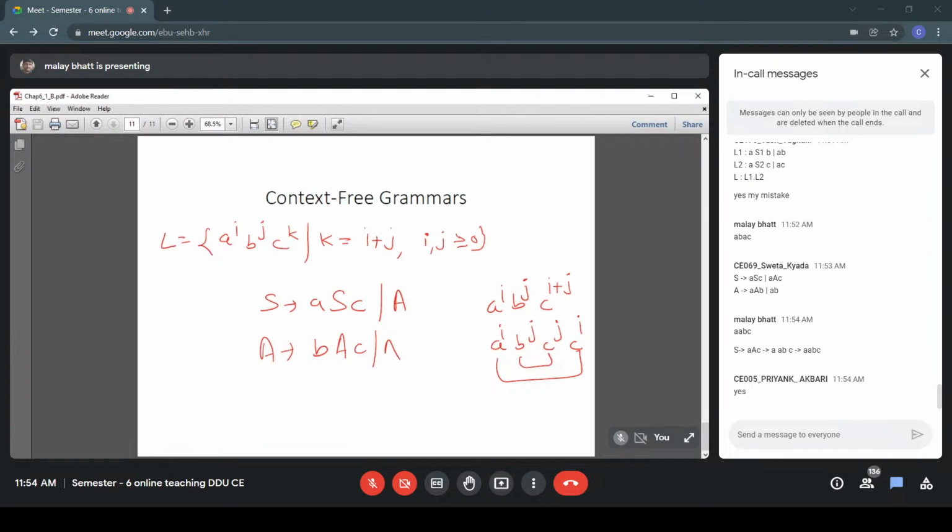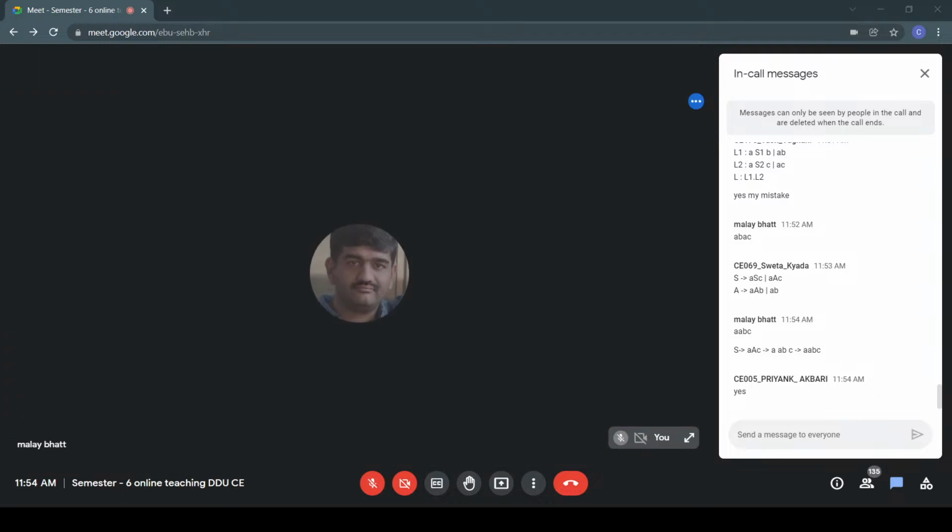So let us move towards some more interesting example. So I am sharing another slide with you. Okay, here it is. These are more interesting examples. Let us have the different condition. A raised to I, B raised to J, C raised to K.